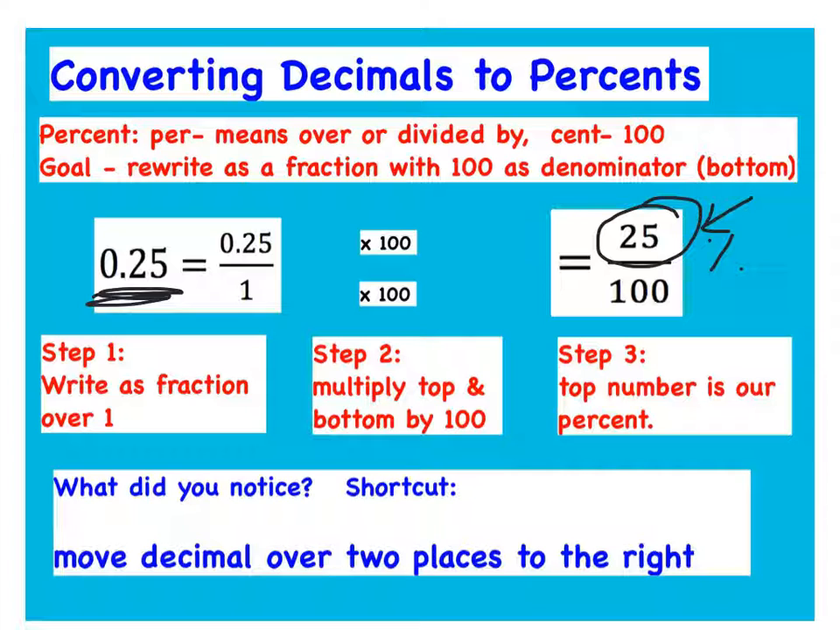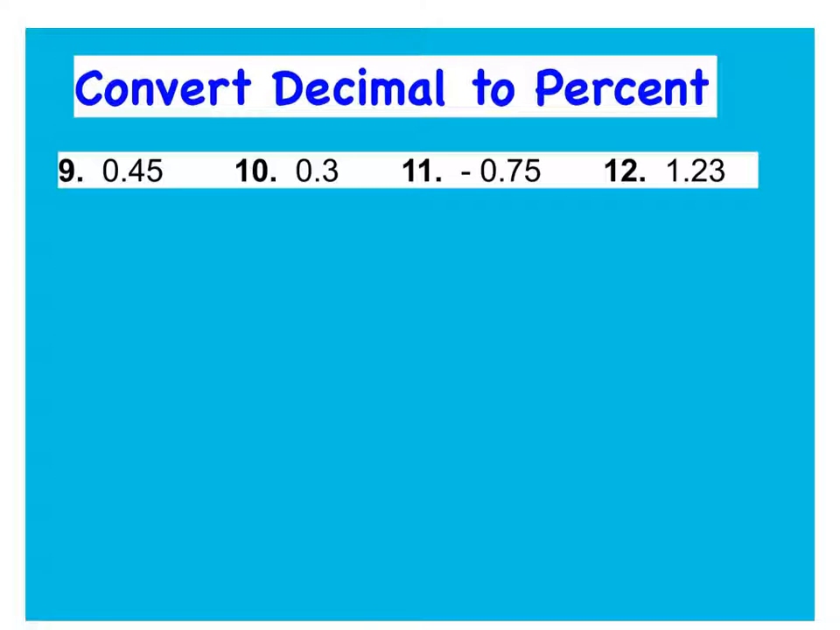What did you notice? Hopefully you noticed our shortcut, that we can take and move the decimal point 2 places to the right. So, anytime you have a decimal, you can move it 2 spaces to the right, and that will give you your final percentage. All right, so let's take a look at some examples. So, on this first example, I'm going to move the decimal 2 spaces to the right, so I will get 45%. I want you to try the next 3 on your own, and then start the video back up when you're ready to check your answers.